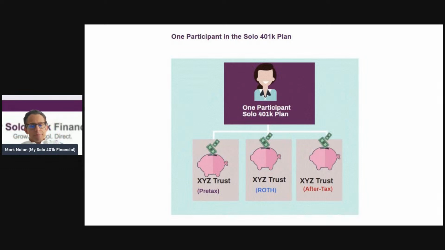Here's an example of a one participant plan. So each separate source requires its own separate holding account. That is a bank or brokerage account. So the first one would be titled the XYZ Trust Pre-Tax Bucket. The second one is the XYZ Roth Bucket. And the final one is the XYZ Voluntary After-Tax Bucket. So one plan, 3 separate holding accounts for a one participant plan.